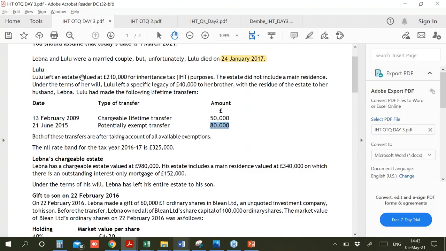Now guys, I want to ask you a question. What about the rest of the estate of 210? Didn't that utilize her nil rate band? Answer me in yes or no. Her total estate was 210. So wouldn't that utilize her nil rate band? Subhan, you have said no. Can you answer me? Gitin Joseph, why no?